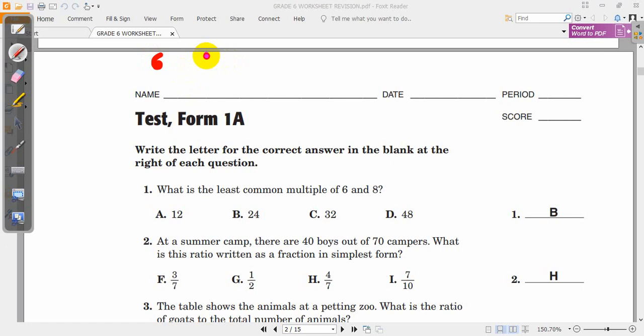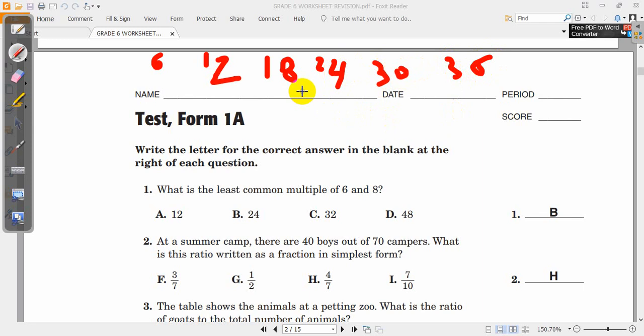6 times 2 will give you 12. 6 times 3 is 18. 6 times 4 is 24. 6 times 5 is 30. Okay, 6 times 6, 36. I think that might be enough.